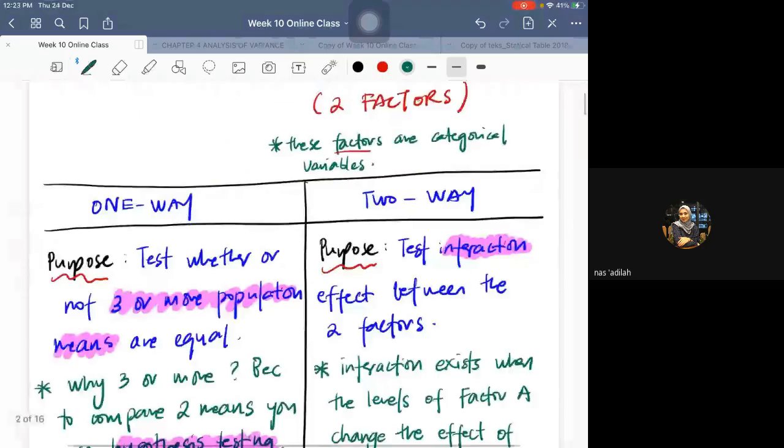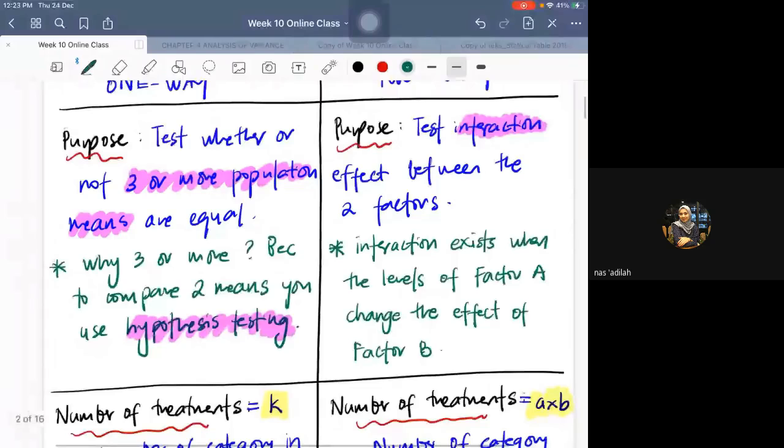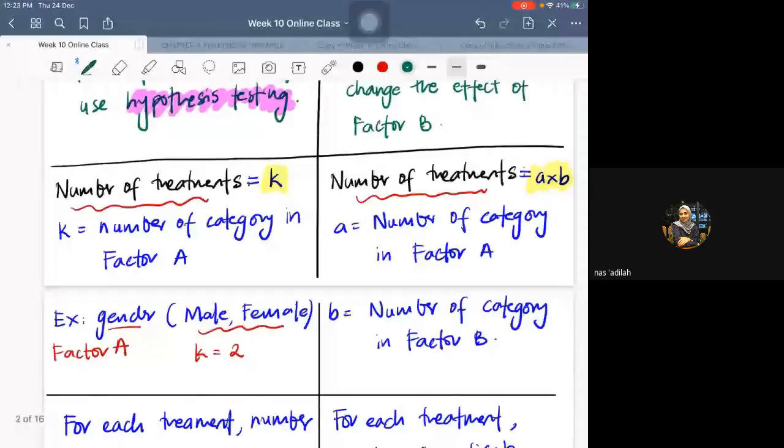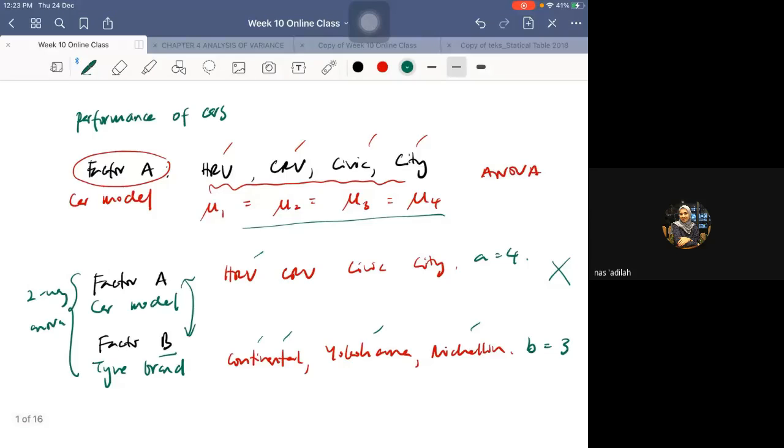So that is the purpose of one-way and two-way. Now we're going to have a look at how we tell the number of treatments for each type of analysis. Okay, for the number of treatments in one-way ANOVA, we use k to represent the number of treatments. So k is going to be the number of categories in factor A. If I were to refer back to my previous example, what is going to be my value of k? I have four categories, so therefore the k value is going to equal 4.